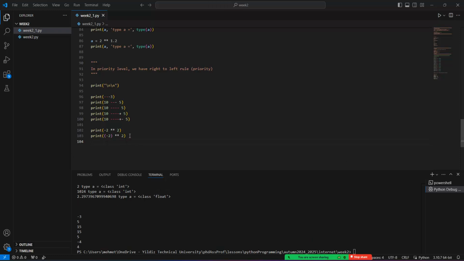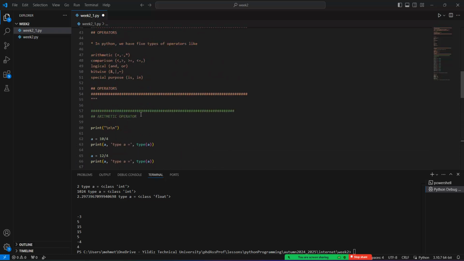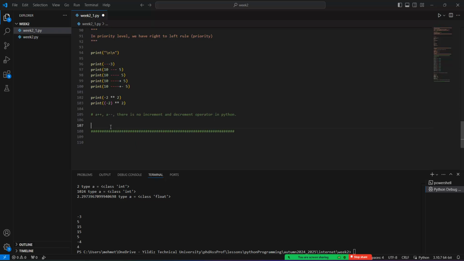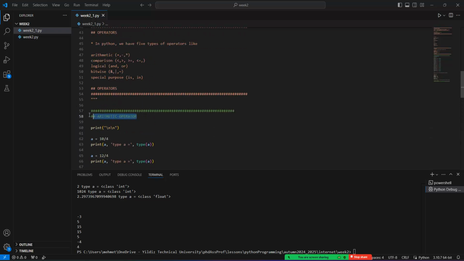Okay? And also you must know that there are no plus plus or minus minus operators in Python. There is no increment and decrement operator in Python. This is a syntax error. Okay? This is the basis of the arithmetic operators.